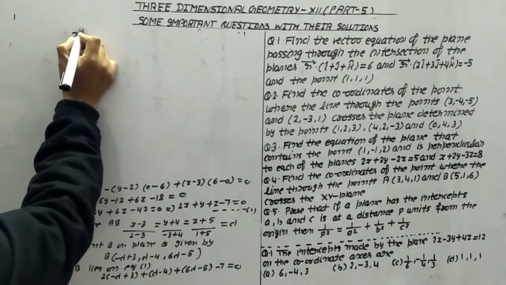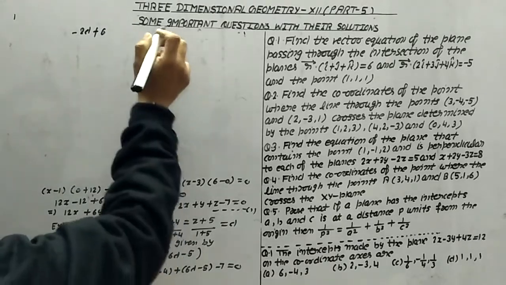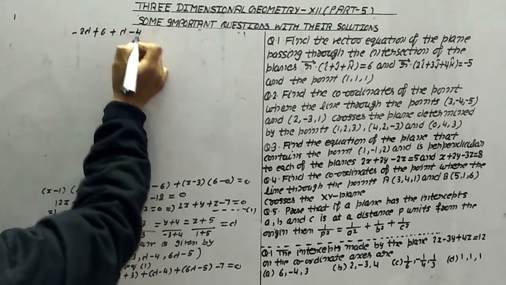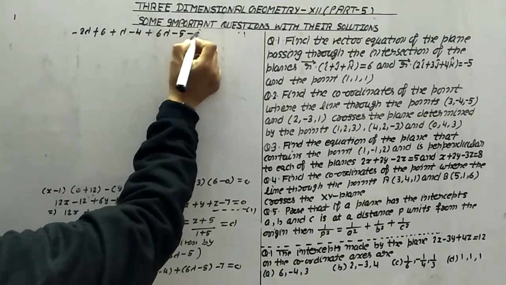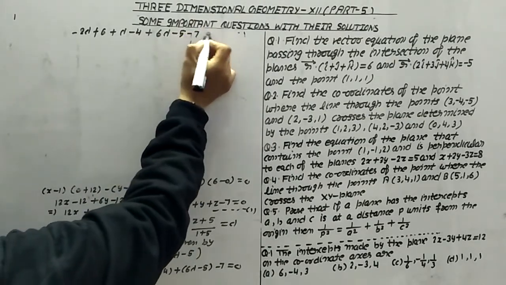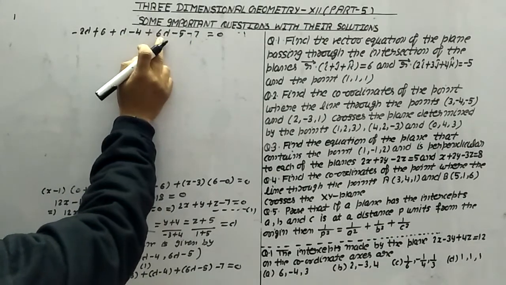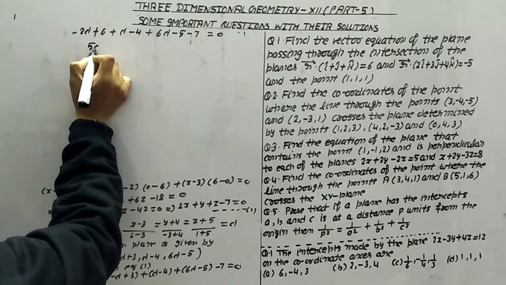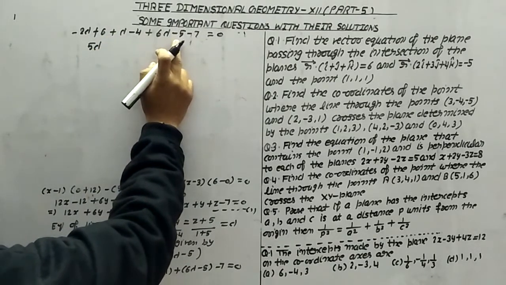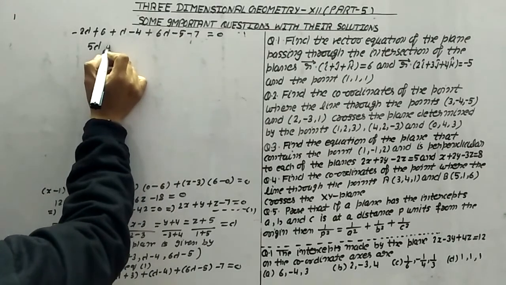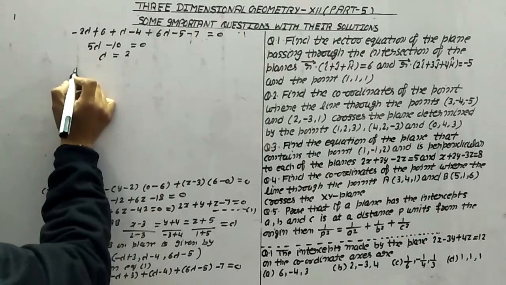Now this becomes minus 2 lambda plus 6, plus lambda minus 4, and then plus 6 lambda minus 5 minus 7 equals 0. Now minus 2 lambda plus lambda plus 6 lambda is 5 lambda, 6 minus 4 is 2, and 2 minus 5 minus 7 gives minus 10, so 5 lambda minus 10 equals 0. It means lambda equals 2.